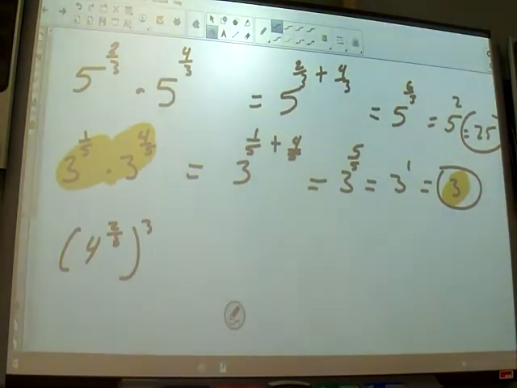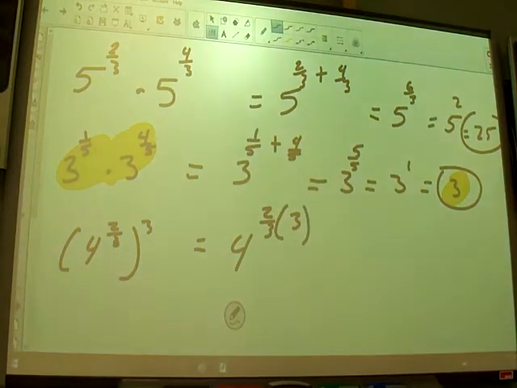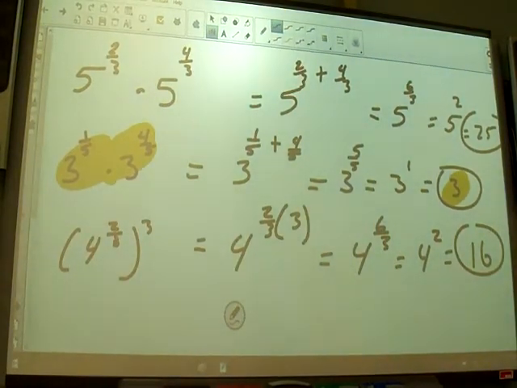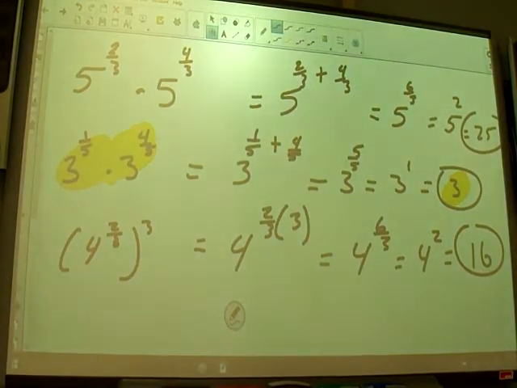Okay, what do we do on power to a power with those exponents? So we have 2/3 times 3, which Garrett is correct, would be 6/3, which would equal 2. 6/3 is the same as 2. 4 squared is 16, very good. That's a common mistake.